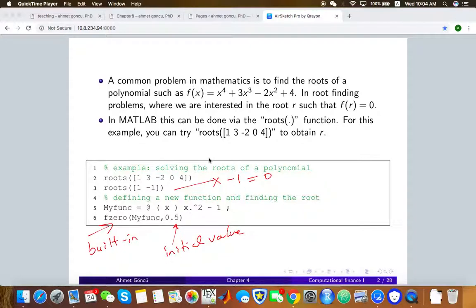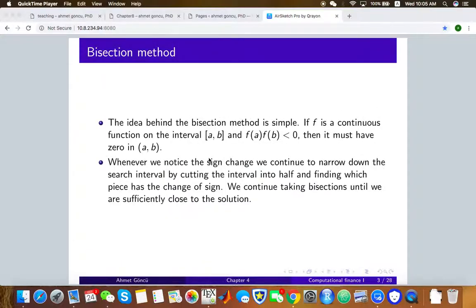Alternatively, we can define our own functions, not necessarily polynomials. You can see I can define my function by using this at operator in MATLAB, and then I can use this built-in function fzero. You need to pass in the user-defined function, and also you need an initial value to start the algorithm. And again, this is a useful built-in function in MATLAB, which we will use in some of the financial applications.